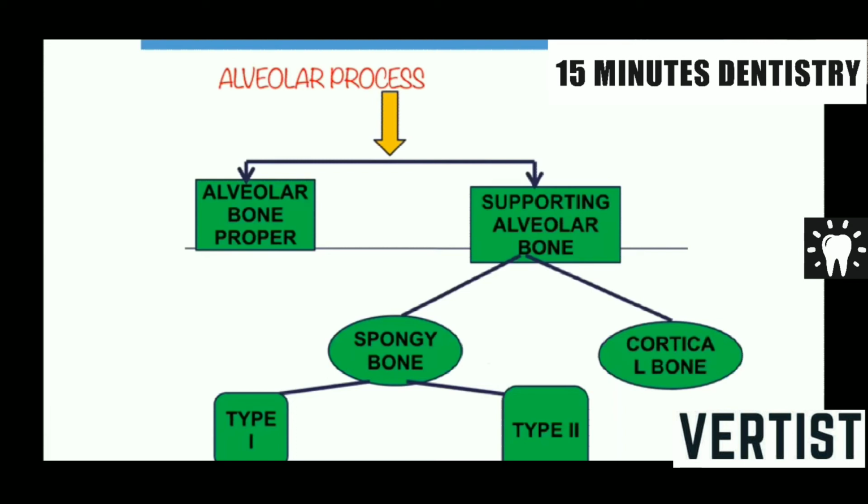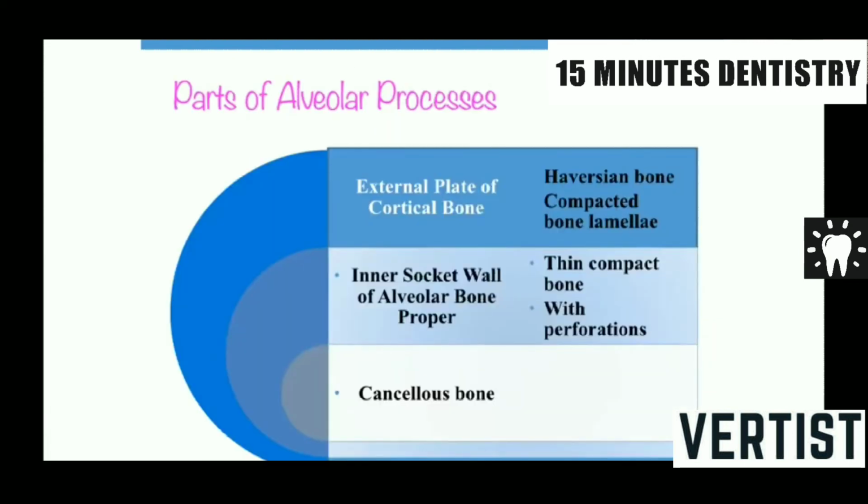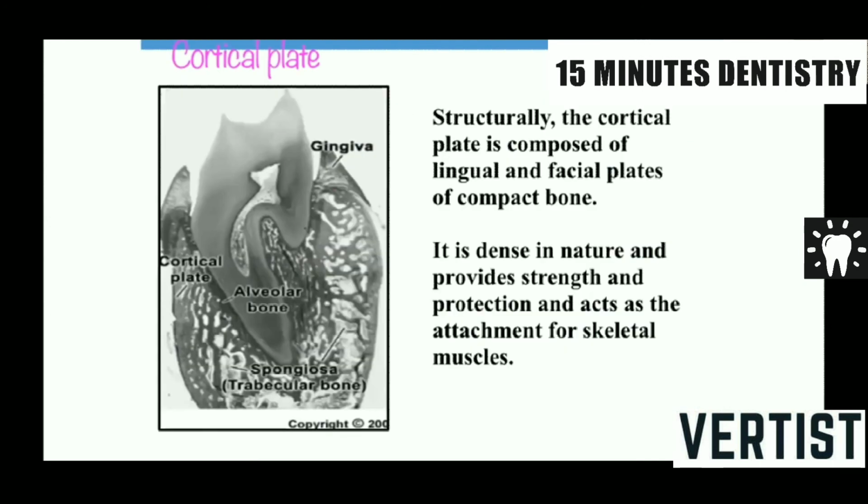Spongy bone has type 1 and type 2, and then you have the cortical bone. So how are the alveolar processes? They have an external plate of cortical bone where you have Haversian bone, compacted bone laminae. You have the inner socket wall of alveolar bone proper, which is thin, compact bone with perforations, and you have the cancellous bone. So this is how you can see there's an outer cortical bone structure.